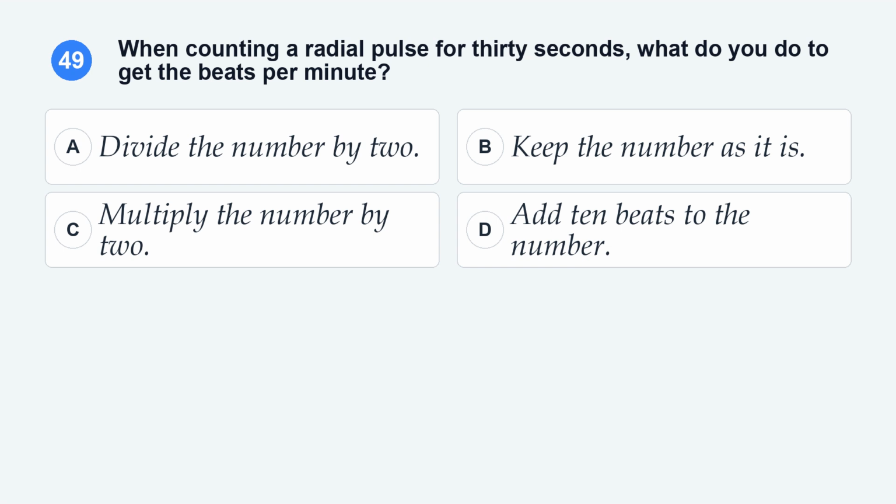Option A. Divide the number by 2. Option B. Keep the number as it is. Option C. Multiply the number by 2. Option D. Add 10 beats to the number.